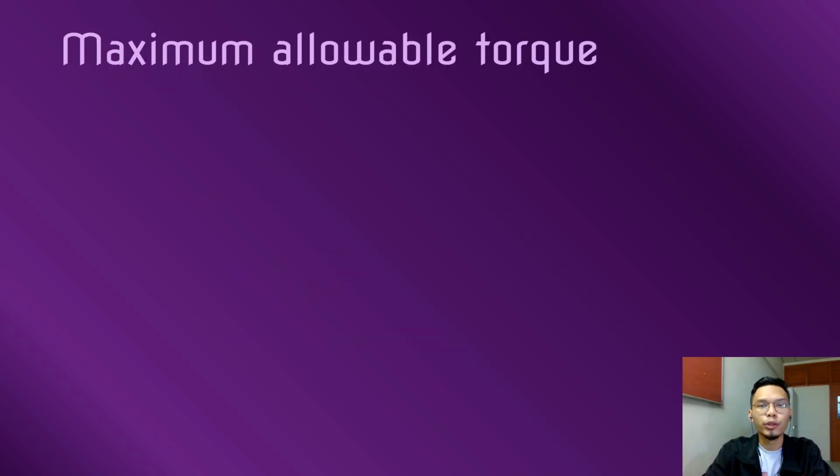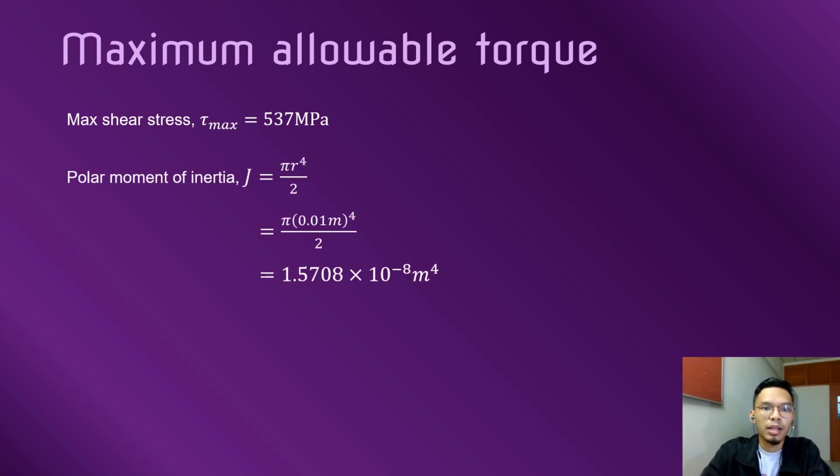Then for the torsional loading, we can calculate the maximum allowable torque for this system. Given that the maximum shear stress tau max equals 537 megapascal, and the polar moment of inertia J, the formula is pi r to the power of 4 divided by 2. The r is the radius of the cross-sectional area, and we got that J equals 1.5708 times 10 to the power of negative 8 meter to the power of 4.